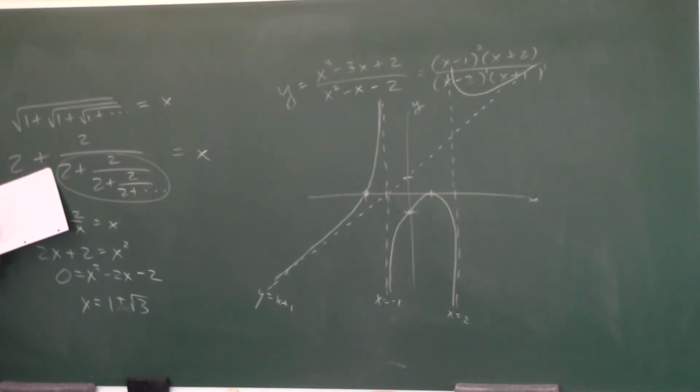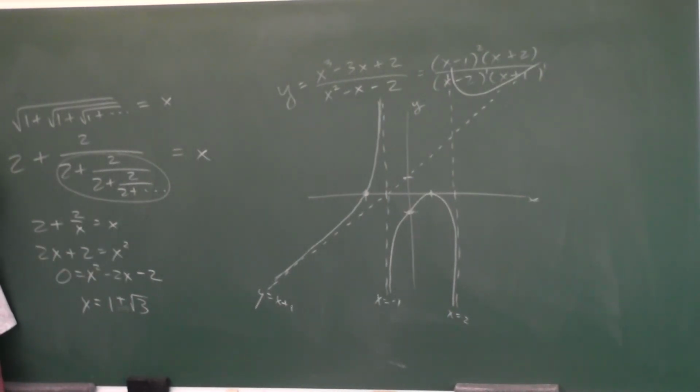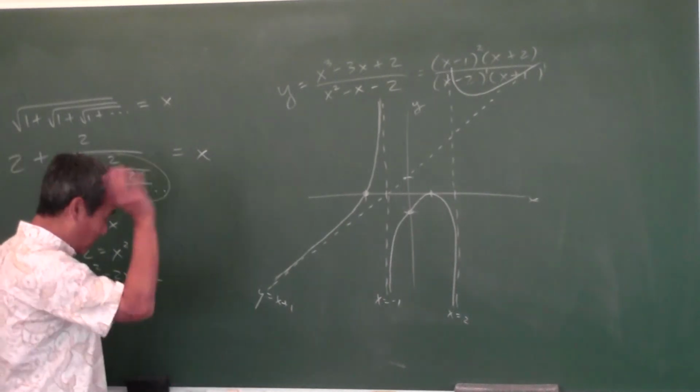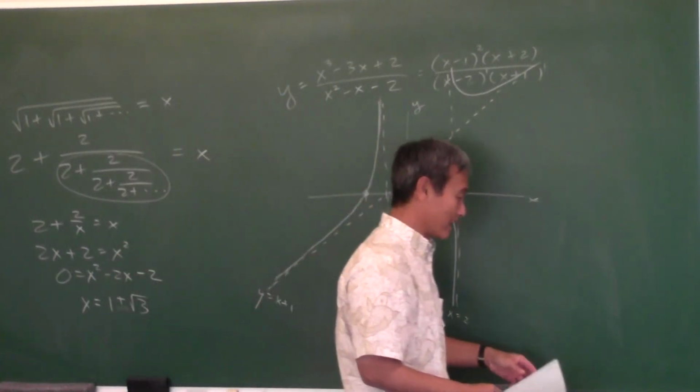Because what if I put, instead of the plus signs, what if I change them to minus signs? Then the answer would have to be smaller than 2. But of course you would get a different answer here. That's why, don't just cross out the 1 minus root 3 over there. You guys gotta think. Okay, we are done.